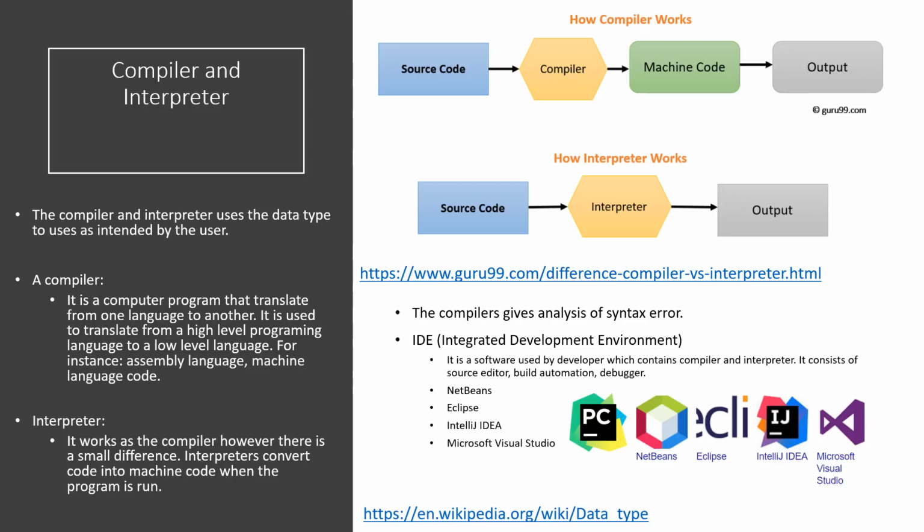An interpreter does the same as a compiler. However, there is a small difference. An interpreter converts code into machine code when the program is run.